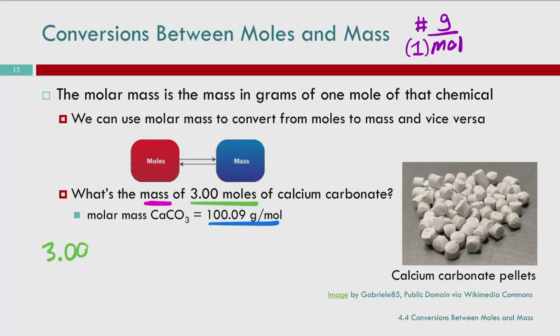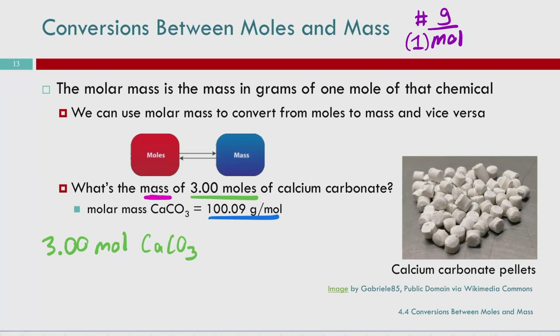So 3.00 moles calcium carbonate. Our conversion factor is grams over moles. We want to get to grams, so we're going to put the grams on top. So 100.09 grams per mole. That means the moles end up on the bottom, and the moles cancel. So mol cancels mol.